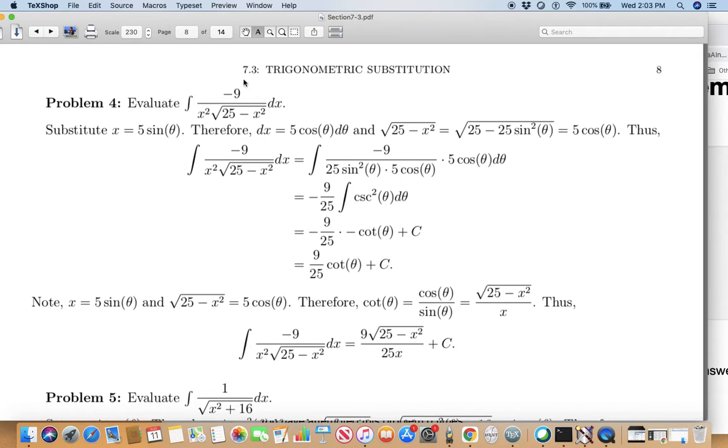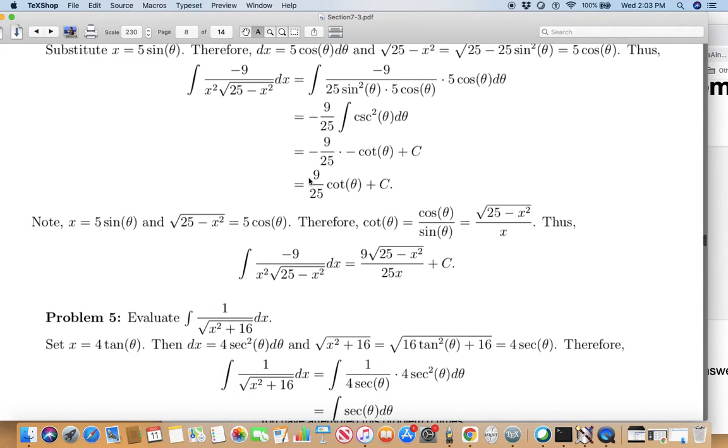So thus, this integral given to you is nothing but -9 over x squared, that is 25 sine squared theta. The square root of all this we just calculated was 5 cosine theta. dx is 5 cosine theta d theta. So the 5 cosine theta cancel. You are left with -9 over 25 integral of 1 over sine squared, that is cosecant squared theta d theta. The integral of cosecant squared is negative cotangent, and don't forget the constant of integration. Negative and a negative, positive. So 9 over 25 cotangent theta.